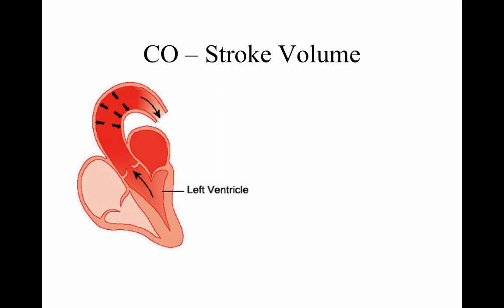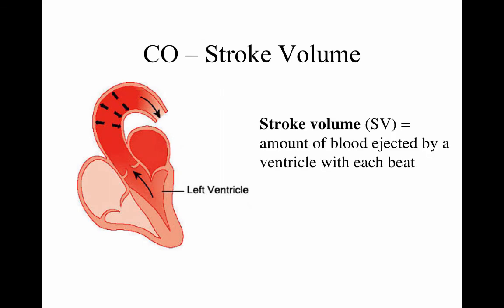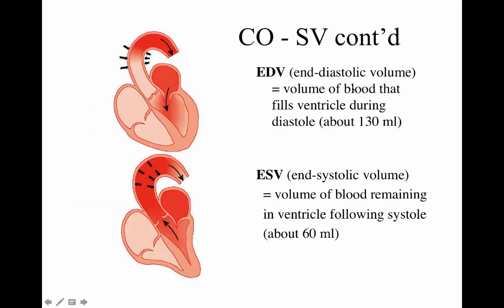Stroke volume then, if we take a look at the left ventricle, stroke volume would equal the amount of blood ejected by a ventricle with each beat. We have to think about how much blood this ventricle can hold when it's in diastole, when it's relaxed, and then how much does it push out during systole, and how much is left behind after systole. End diastolic volume, after the ventricle has filled and we're at the end of diastole, we could look at a ventricle that might have about 130 milliliters in it. That's what we'll use for our examples.